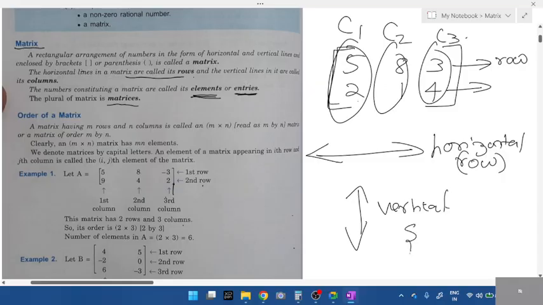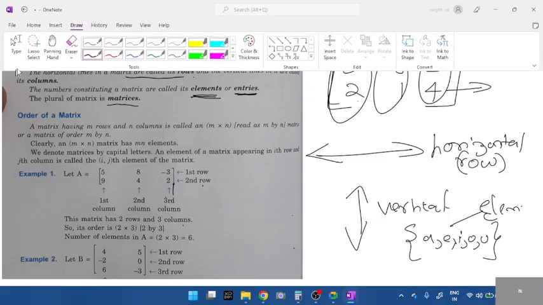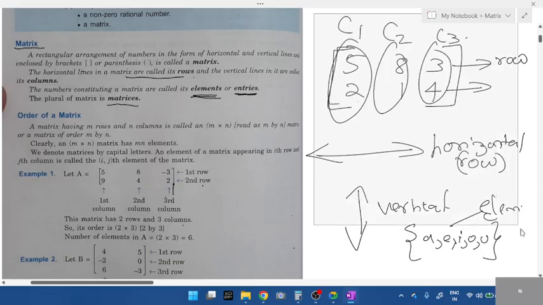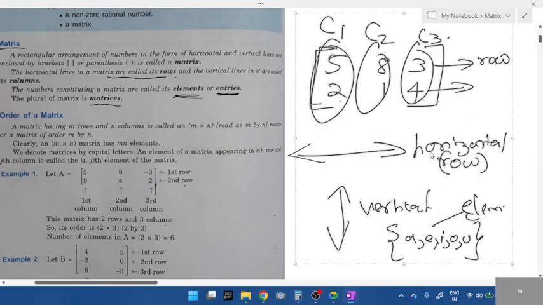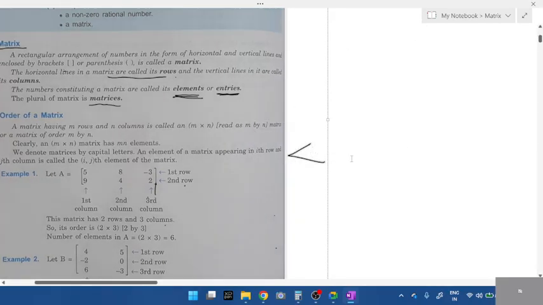Same like set. In a set, you write elements. Okay, inside the parenthesis or bracket, whatever you write, A, E, I, O, U. These are vowels. We call this as elements. Same concept. Whatever you write in matrix, we call it as elements. Make a note. All of you write matrix. Don't write the definition. Just write what is column, what is row.